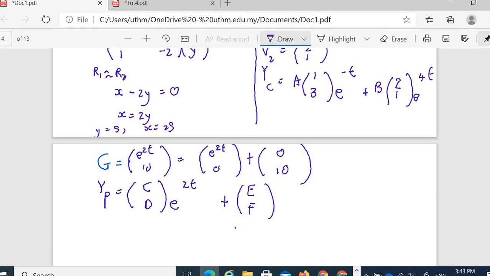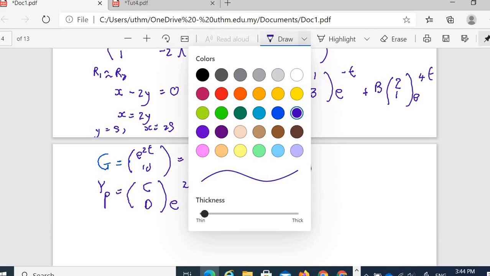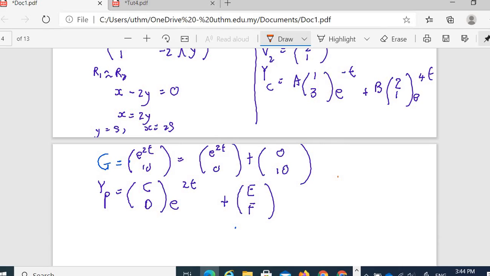Any question for choosing the yp here? If you don't ask, later on some of you will choose a yp based on yc, like you did, I think, in second order. Choose yp based on g. If second order, choose your yp based on the f(x) in the right-hand side function. Don't choose yp based on the yc. So you choose based on the vector g.